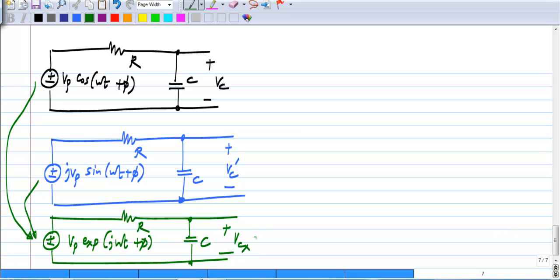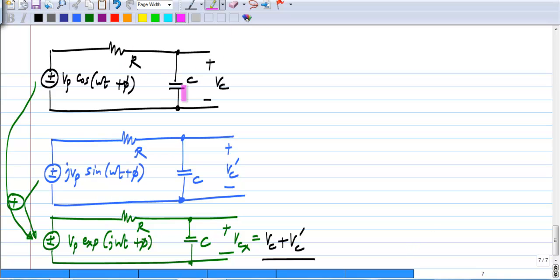So this Vcx is nothing but, because if I add these two, Vp times cos omega t plus phi plus j times sin omega t plus phi, I get Vp times exponential j omega t plus phi. So Vcx is simply Vc plus Vc prime.